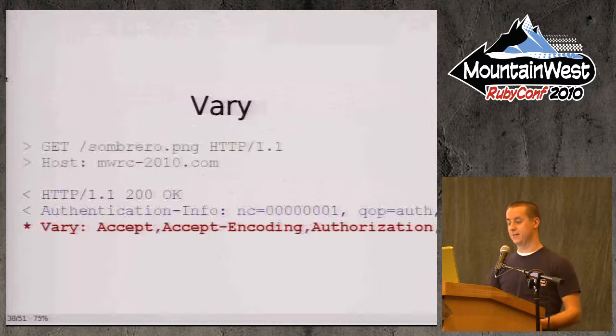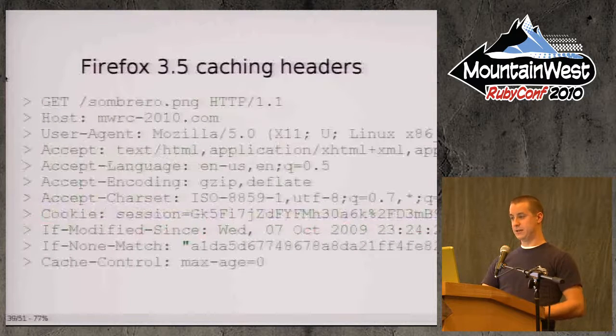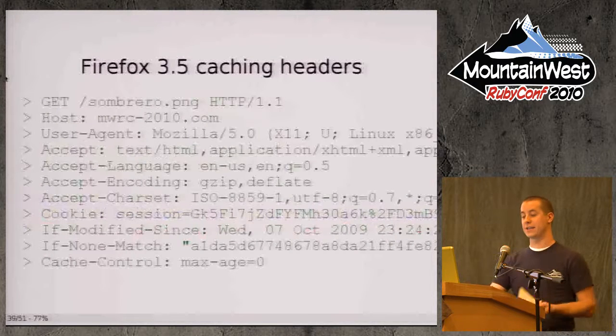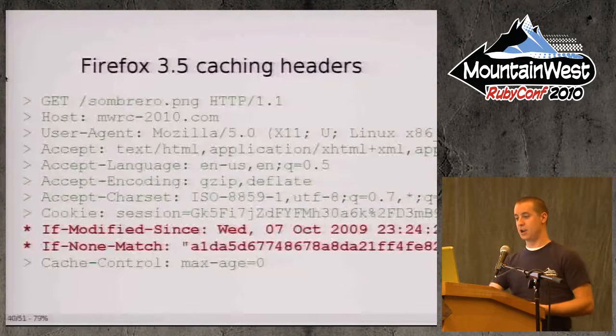All right. So there's an example of what the Vary header looks like. Here we're varying on Accept and several other headers. Then here's what Firefox actually sends. This isn't all that it sends, but it's a lot of the headers involved in caching. It automatically provides If-Modified-Since and If-None-Match.